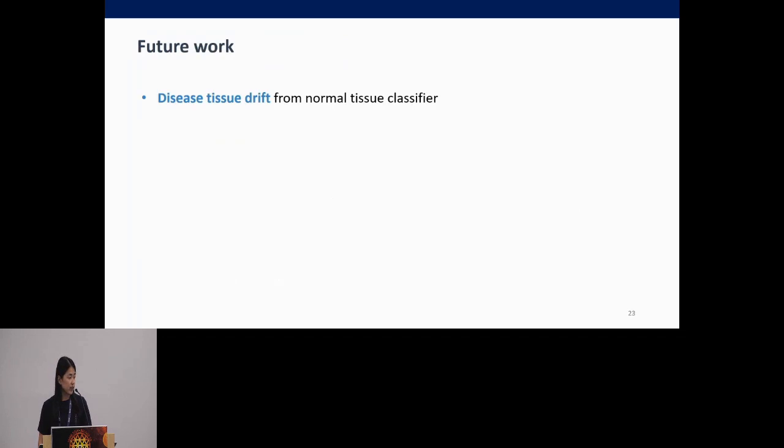As our future work, we want to look at disease tissue drift from the normal tissue classifier that we have on hand. We also want to apply it to cancer of unknown primary prediction, which are essentially metastases of a cancer that might have similar methylation markers to the primary, and that could be predicted using a normal tissue marker, which has the tissue-specific methylations learned.